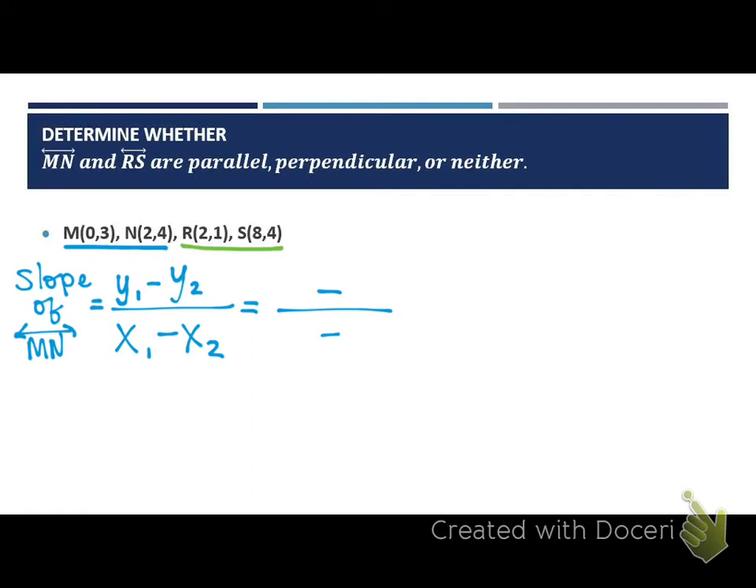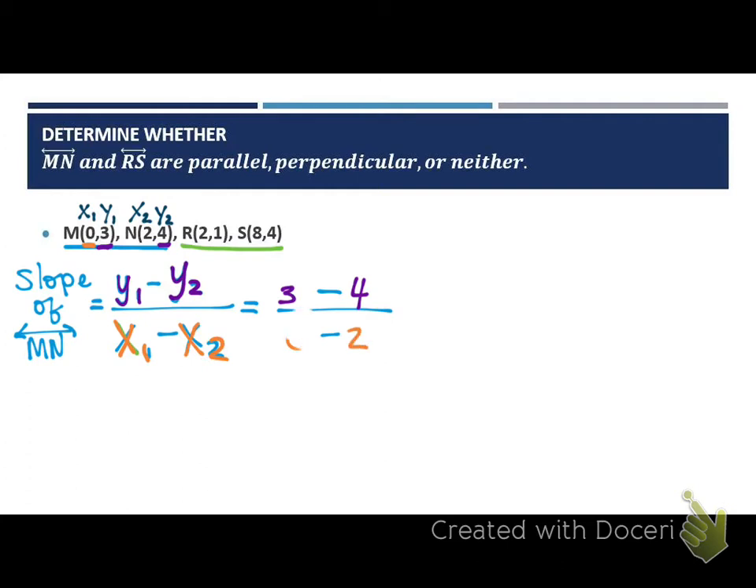We read left to right, so we're going to say M is X1, Y1, and N is X2, Y2. So what is my first Y? 3. My second Y? 4. My first X? Oops. It is 0. First x is 0, and then my second x is 2.